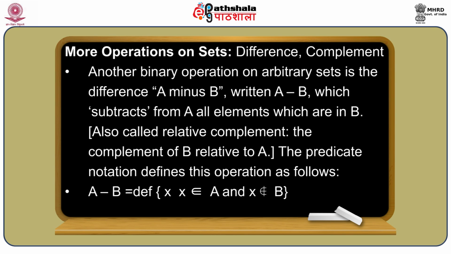Some more operations on sets. Difference and complement. Another binary operation on arbitrary sets is the difference that we call A minus B, which subtracts from A all elements which are in B. This is also called the relative complement, or the complement of B relative to A. In predicate notation, the definition of this operation is as follows. A minus B, by definition, is the set of all x's such that x is in A and x is not in B.